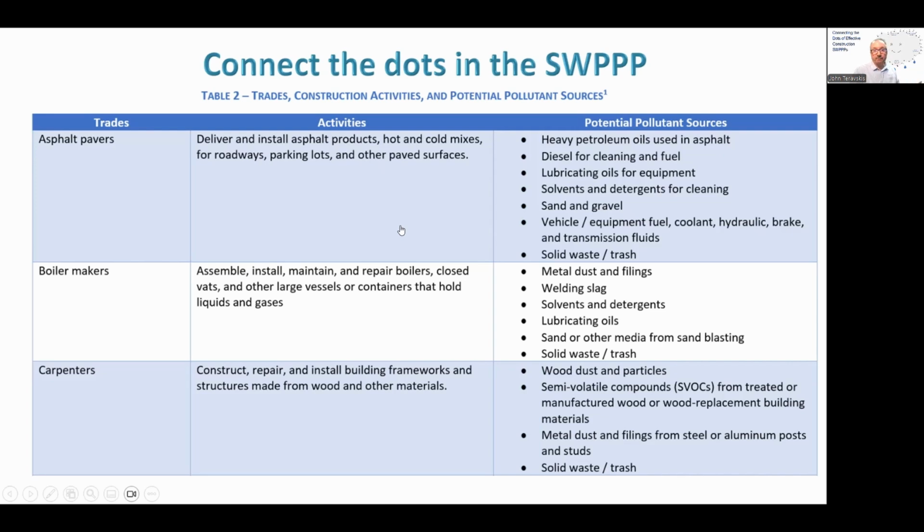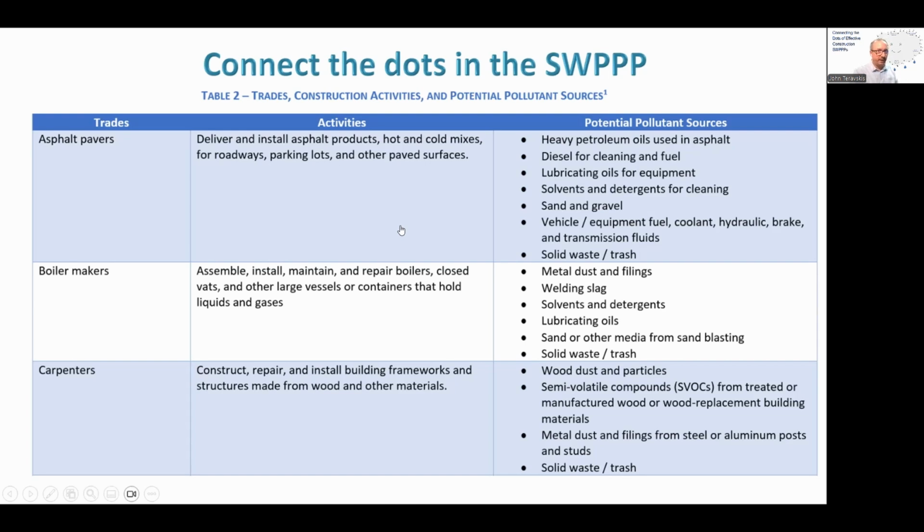How about electricians? What do electricians have? Well, they're going to have solid waste, of course, from all the wire stripping that they're doing. They have metal grindings and particulate matter. The electricians do a lot with PVC, so they're going to have PVC glues and primers, and even the roofers. And so if you go through these, you can look at, all right, here's the trades, here are the activities, here are the potential pollutant sources. This is what makes the SWPPP very site specific.